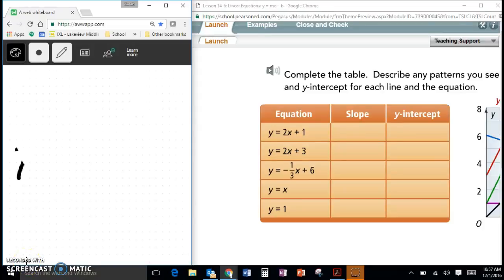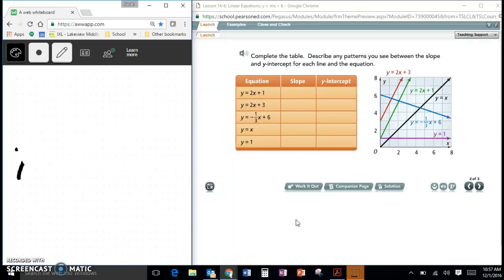Pre-Algebra kids, today is 14.6, linear equations, y equals mx plus b. So let's start with our launch. It says complete the table and describe any patterns you see. Find the slope and the y-intercept for each line.